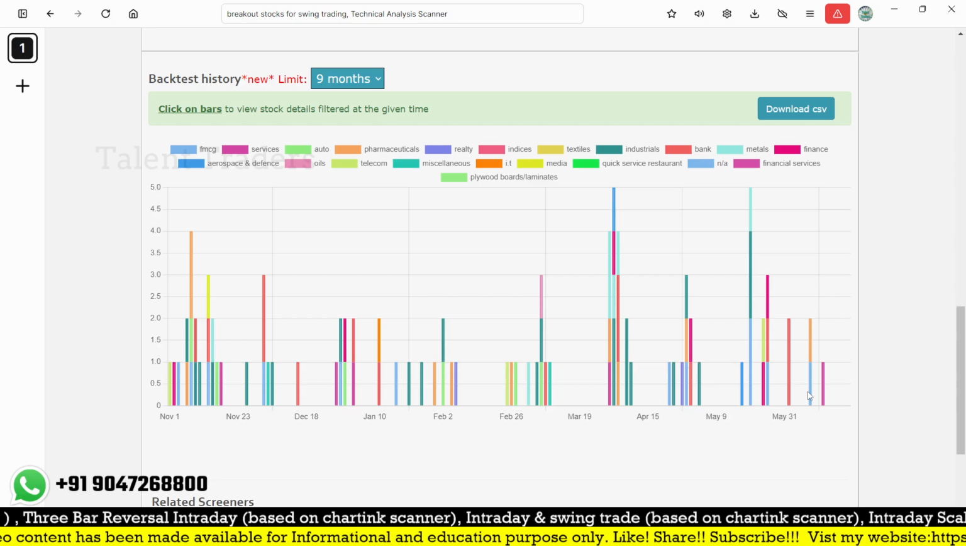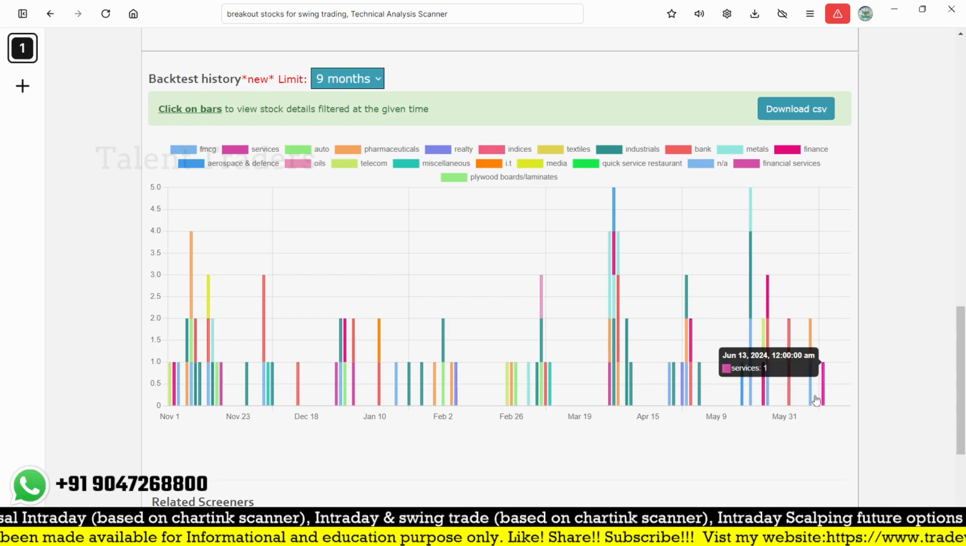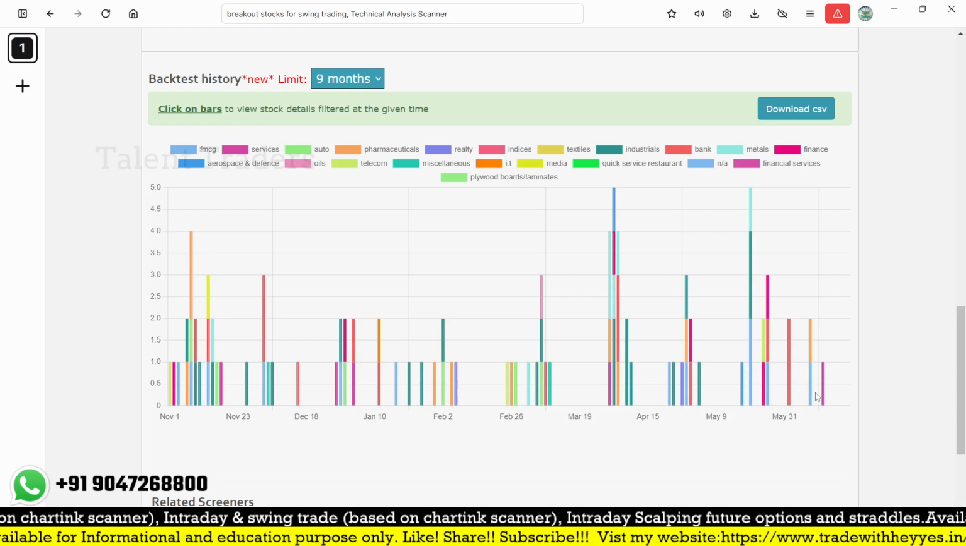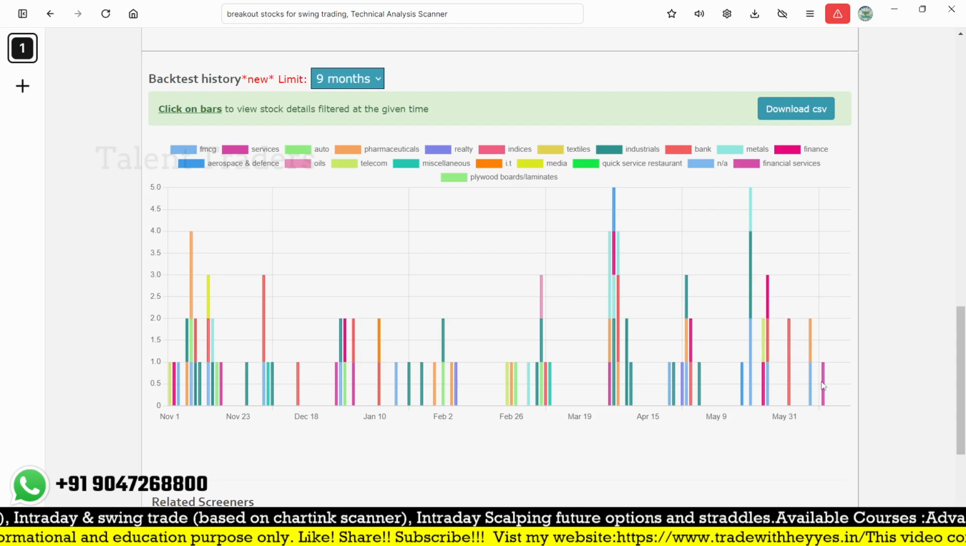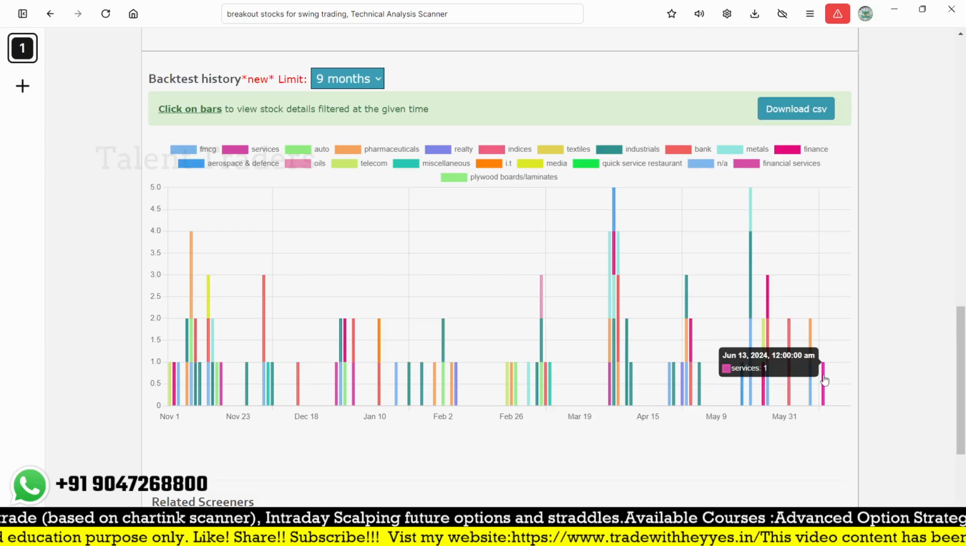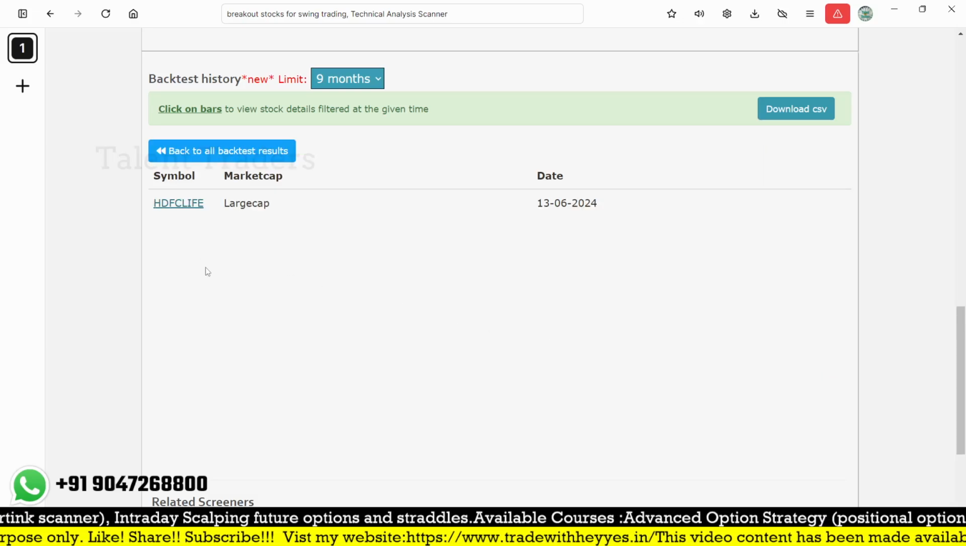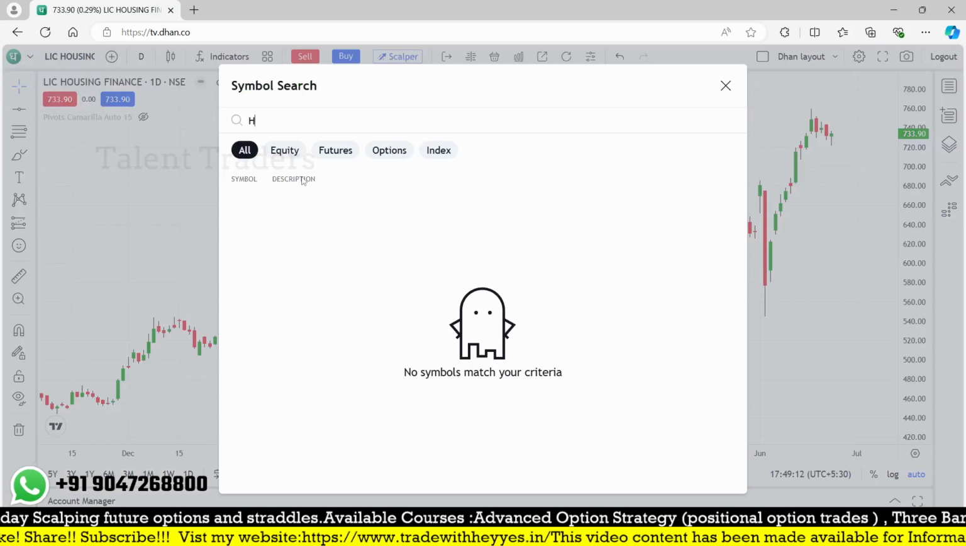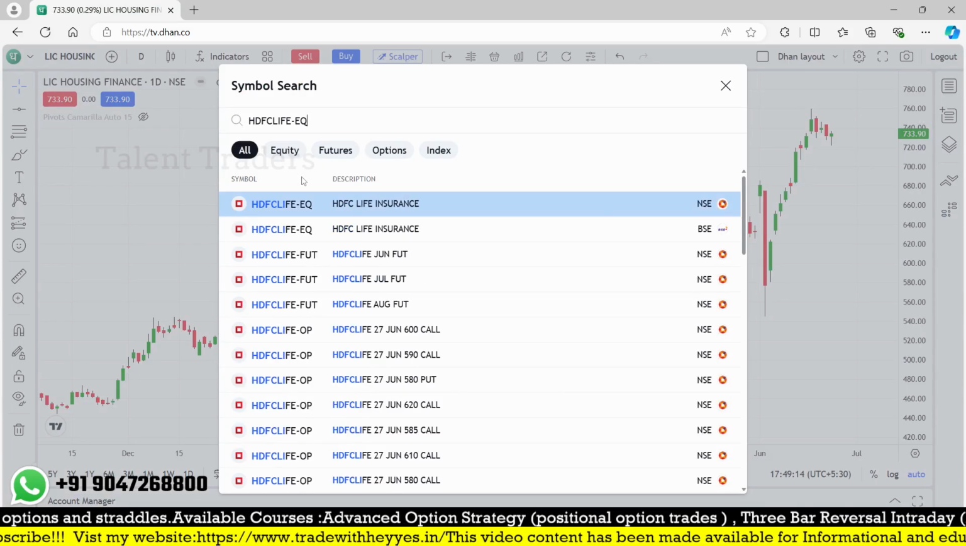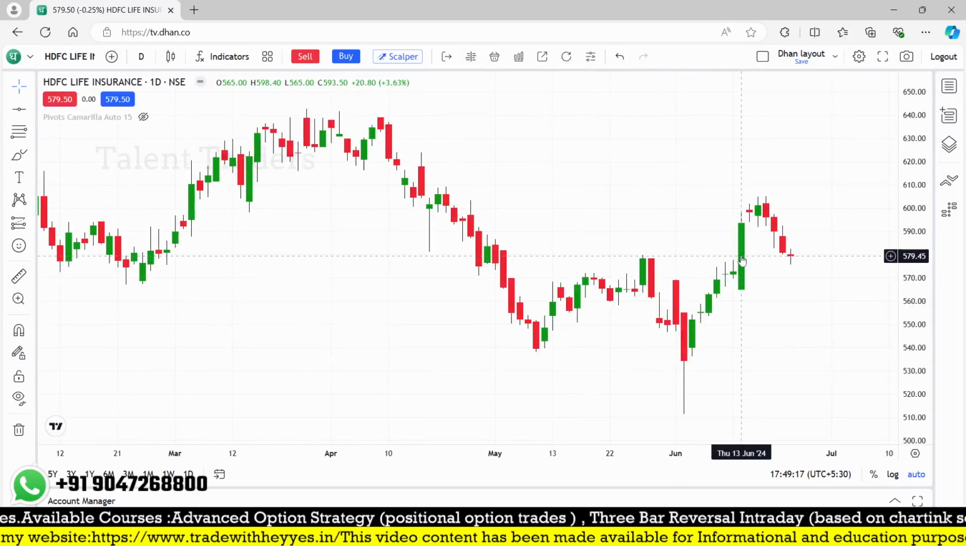But this scanner will provide you some stocks frequently, but we have to manually filter whether it is breaking the level or not. So the last stock which was filtered by this scanner is June 13. HDFC Life. So let me go for HDFC Life. That may be in a higher level. So we are expecting HDFC Life, June 13.